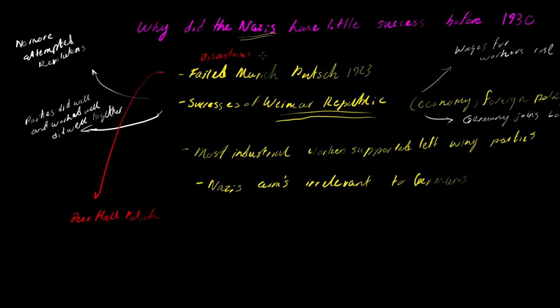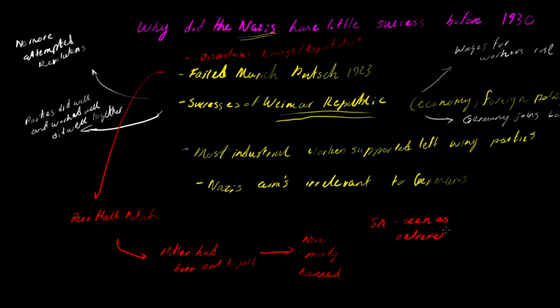Disastrous image and reputation of the Nazis. It had a poor reputation, and this was because of the failed Beer Hall Putsch. Hitler had been sent to jail. And we also have the Nazi Party, which was banned. And also, the SA, who were connected with the Nazis, were seen as extremely hostile and aggressive towards the people. So why would the people vote for an organization that was linked with the SA, who were hostile and aggressive towards the people?